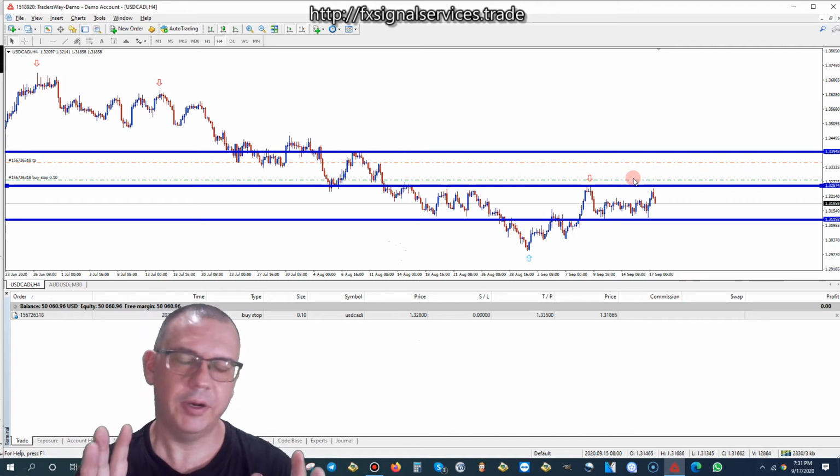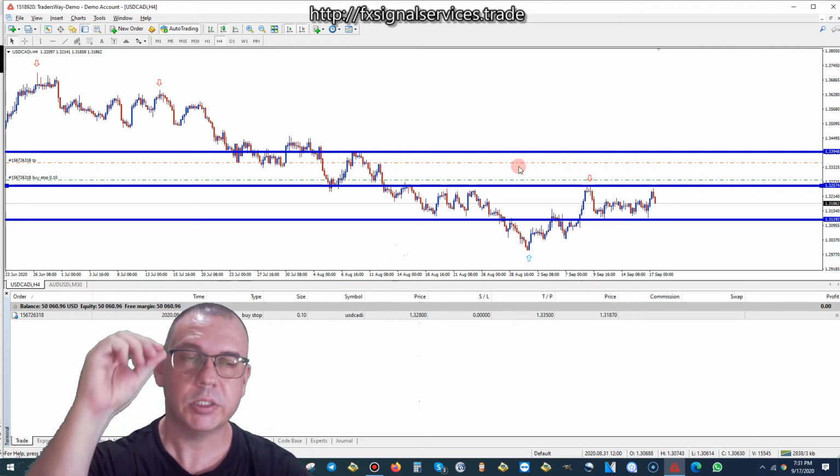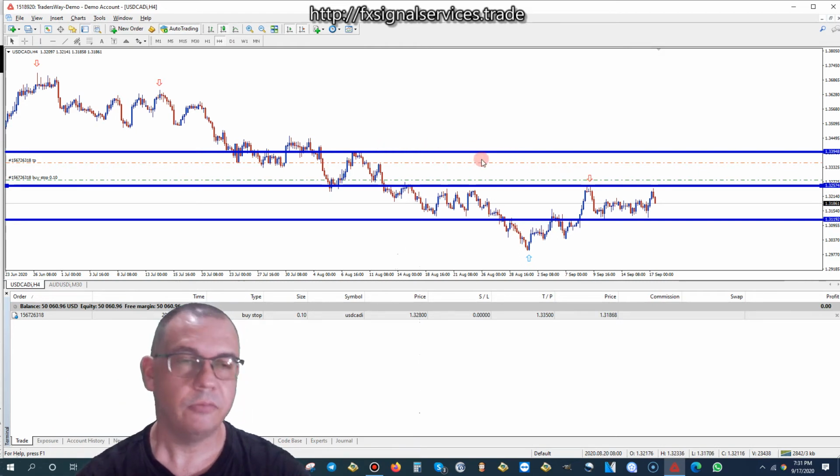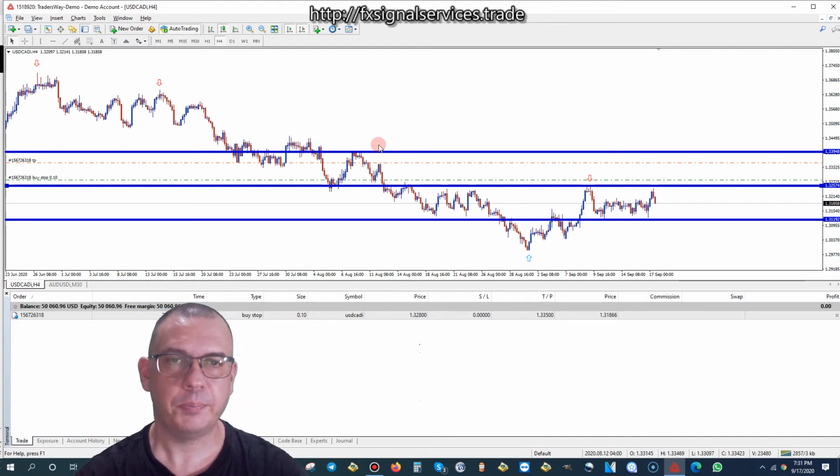It's very, very simple, but you need to look at the higher time frames and determine which way it's going long term. Now if we want to go one step further, we have this resistance marked here. Where is the next level of resistance past this?